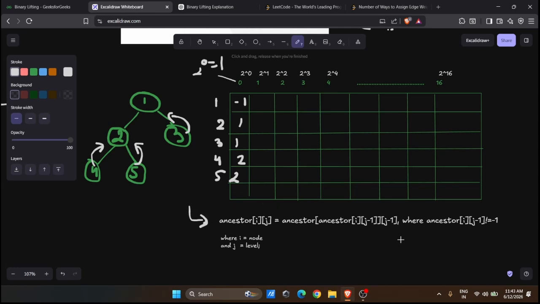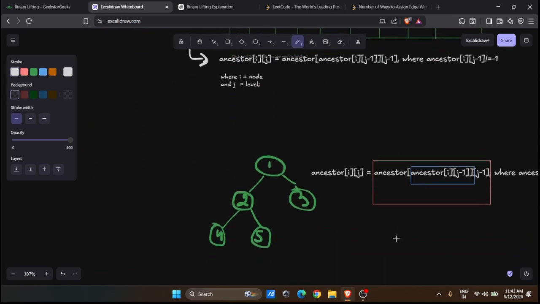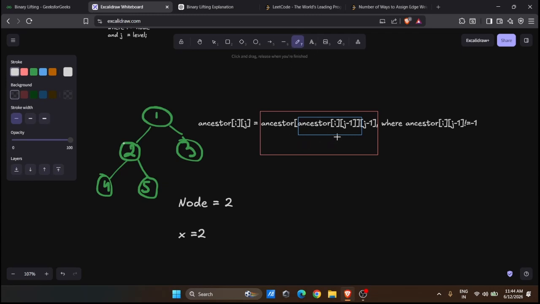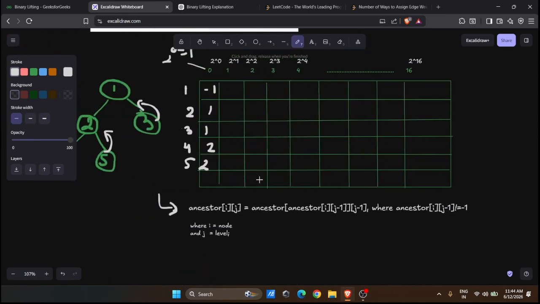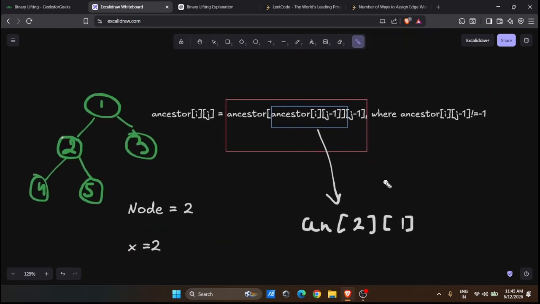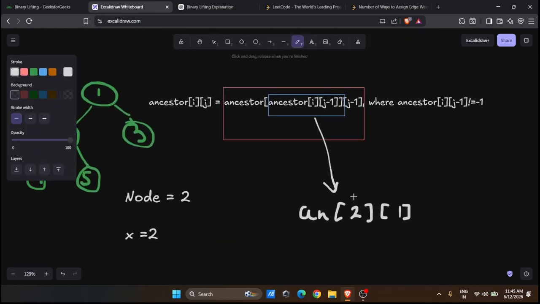How is this formula going to work, let me tell you. Let's say for node 2, I have to find its level 2 parent, which is -1. So how is this formula going to help us find this? Let's see the inner ancestor table, which says that ancestor of I at level J is the ancestor of the ancestor of I at level J minus 1. Here X is 2, so it is going to be 1. So ancestor of 2 of 1 is 1. So we are going to fill it with 1. So it becomes 1.